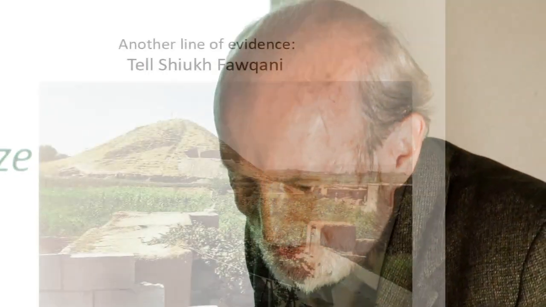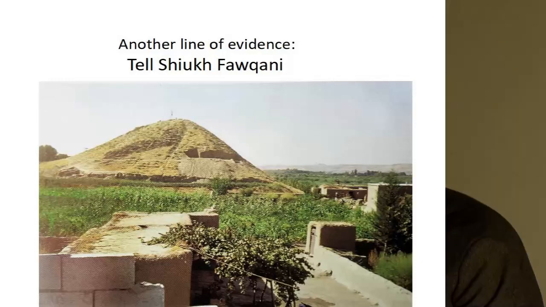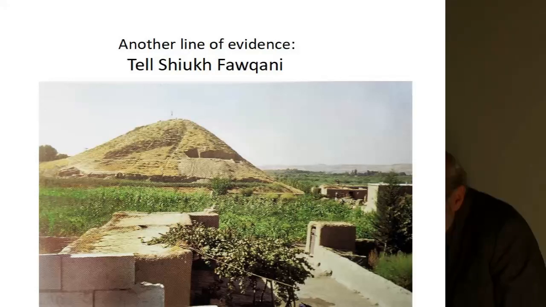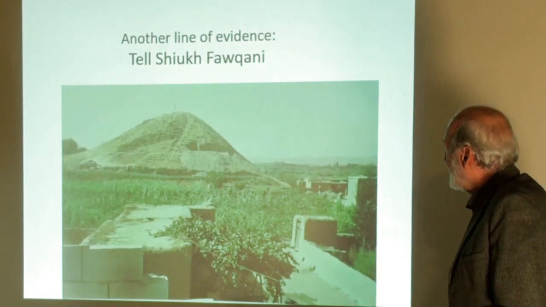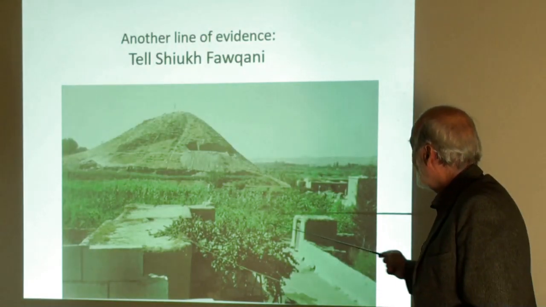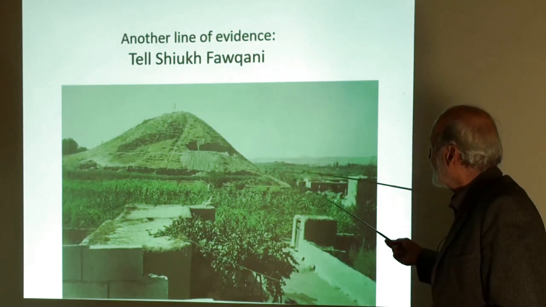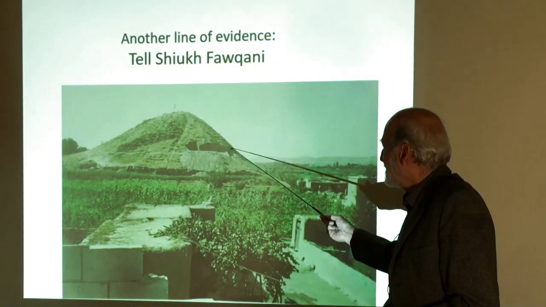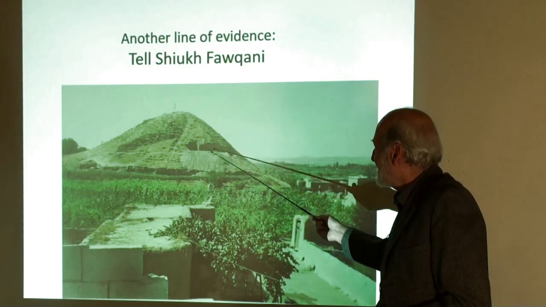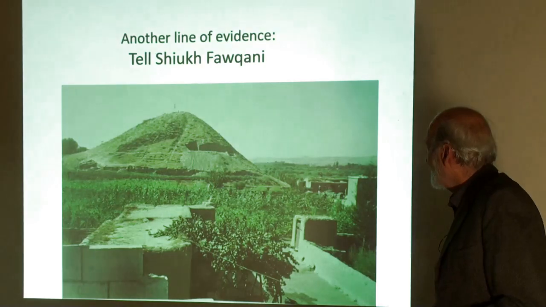Now, the second one also seems to confirm the extra Ashurubalit. It's a small site called Tell Shiukh Fawqani. And here is the site photographed from the neighbouring village. It's a small site on the Euphrates, and you can see where the archaeologists have cut into the hillside there. That's their area E, published, and the pottery they found.